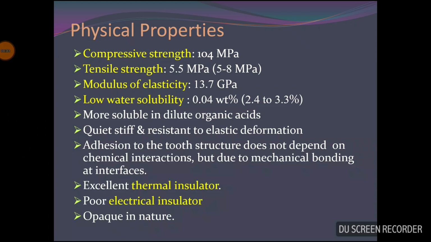Physical properties. The compressive strength is 104 megapascal. The cement has low tensile strength, which ranges from 5 to 8 megapascal, hence it is brittle in nature. The modulus of elasticity is 13.7 gigapascal. The cement is highly soluble in water for the first 24 hours after setting, and loss of material can range from 2.4% to 3.3%. After this, the solubility is negligible, at 0.04%.